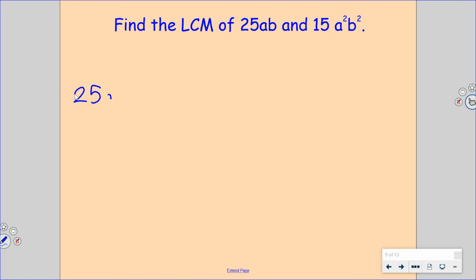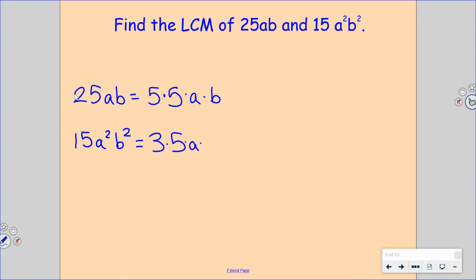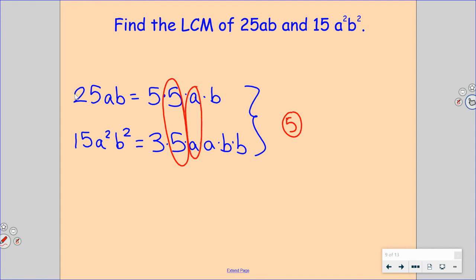With 25ab, 25, the coefficient, can be expanded out to 5 times 5 times an a times a b. 15 a to the second power, b to the second power. The coefficient 15 can be expanded out. And then we have a times itself repeatedly and b times itself repeatedly. All right, let's go through this piece by piece. What is shared? Write it once and only once. There's another a that's shared. And there is a b that's shared. I'm going to keep circling these just to help you with the visual.